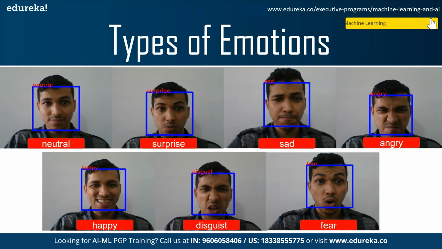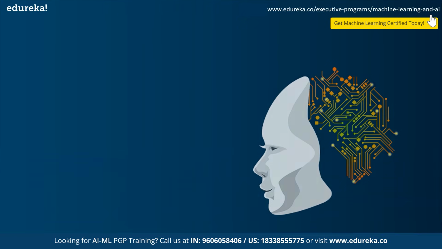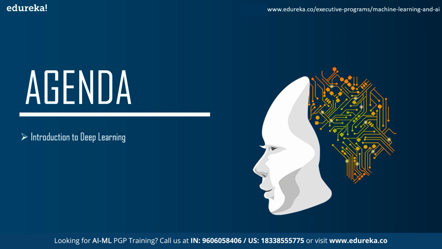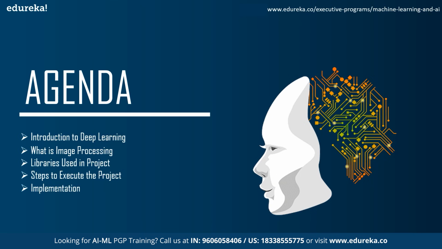So now without any further ado, let's see the prerequisites for this project. So first we are going to have an introduction to deep learning. Then we will understand what is image processing. And then we will move on to understand the different kinds of libraries which we are going to use in the project. Then we are also going to understand the steps which we are going to take to execute the project. And finally, we will then implement the project.